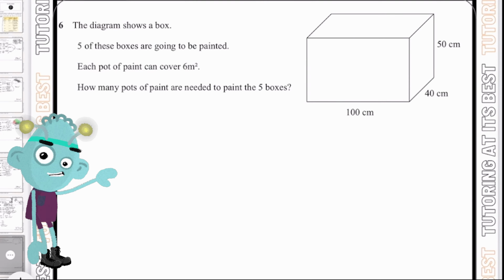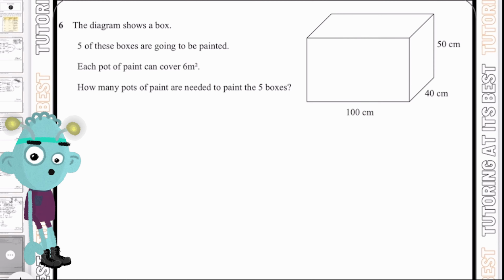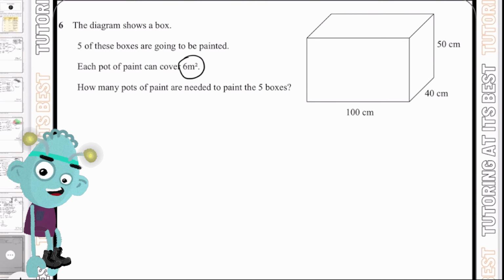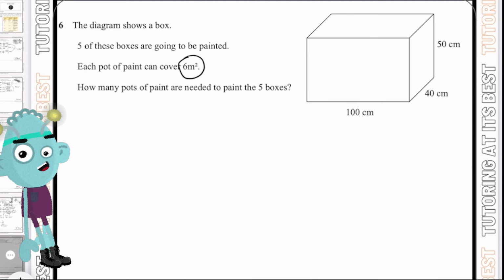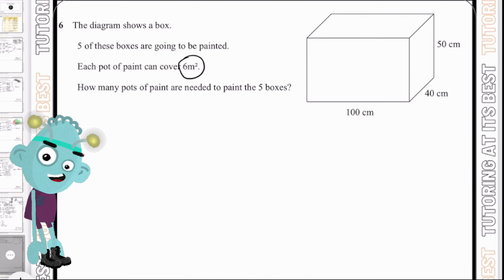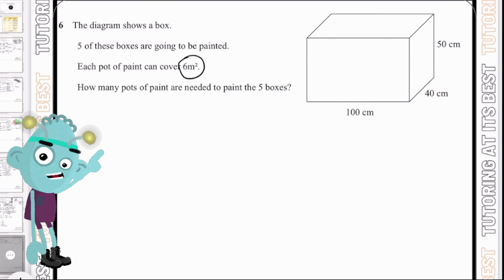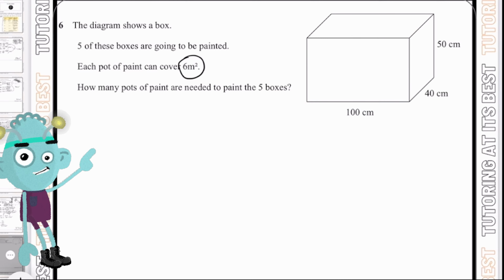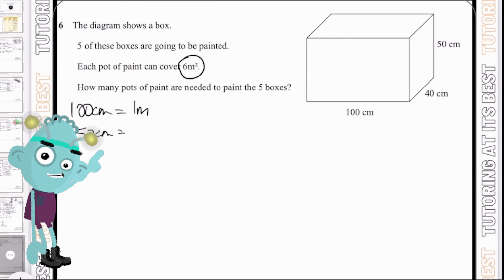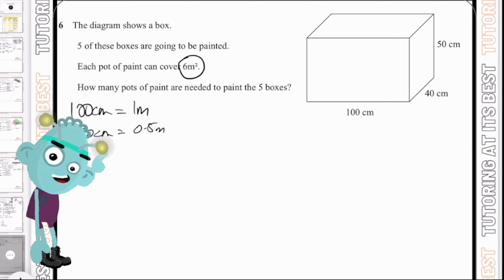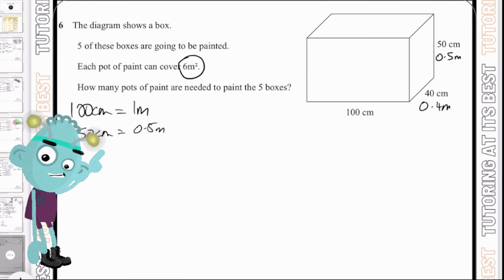So again, the first thing to do here is see that they've given us our metric unit as meters squared. So I'm going to convert all of my sides and lengths to meters. We know that there are 100 centimeters in 1 meter. So 50 centimeters will be seen as 0.5 meters. Likewise, 40 is going to be 0.4 meters, and 100 centimeters is going to be 1 meter. Okay, I've now gone ahead and done that.